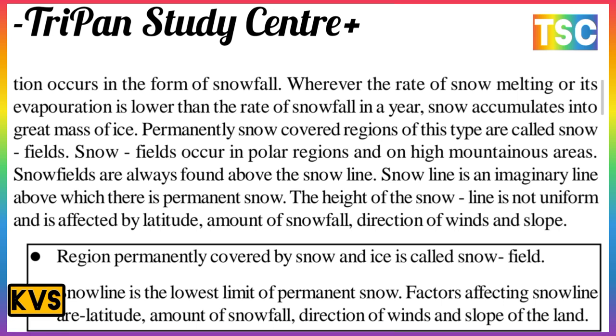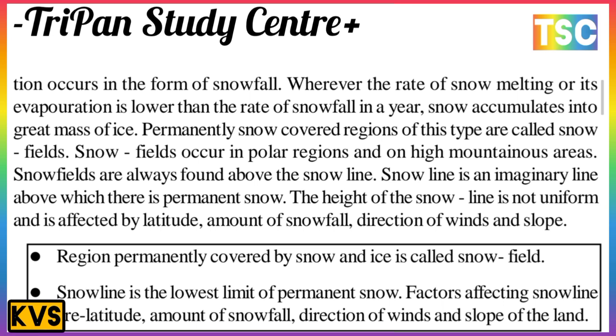This is most important here. Polar ice occurs there, and in high mountainous areas. Snowfields are always found above the snow line. The snow line is an imaginary line above which there is permanent snow. The height of the snow line is not uniform, and it is affected by the latitude, amount of snowfall, direction of the wind and slope.